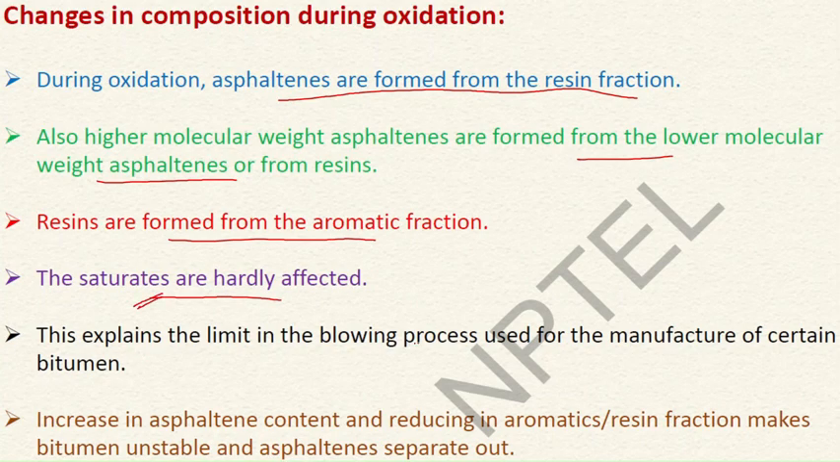This explains the limit to the blowing process used for the manufacturing of certain bitumens. Increase in asphaltene content and reduction in aromatic resin fractions makes bitumen unstable. That means oxidation should also take place in a limited manner. If excess oxidation takes place, what will happen? There will be a huge increase in the asphaltene content and reduction in the aromatic resin fraction, which makes the bitumen unstable, and asphaltenes separate out from the bitumen. Okay.